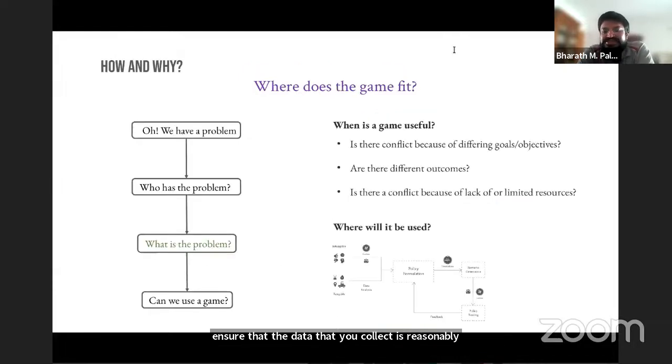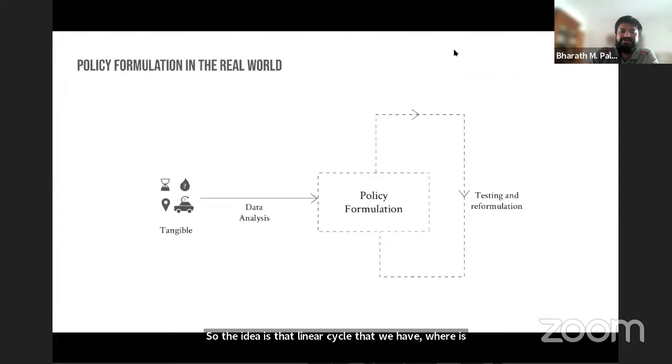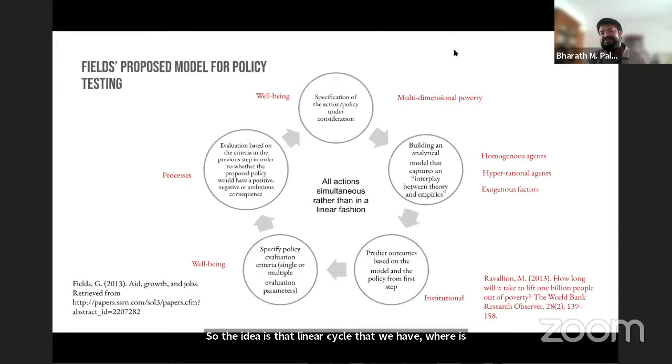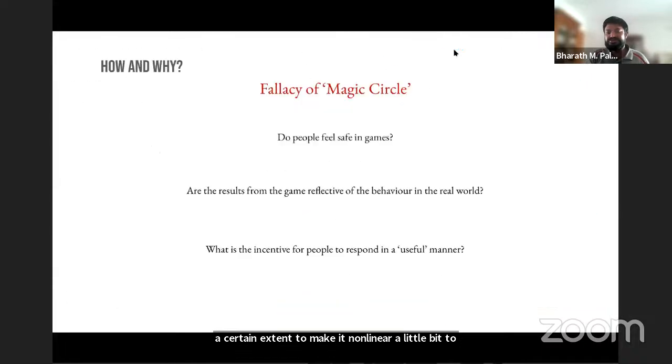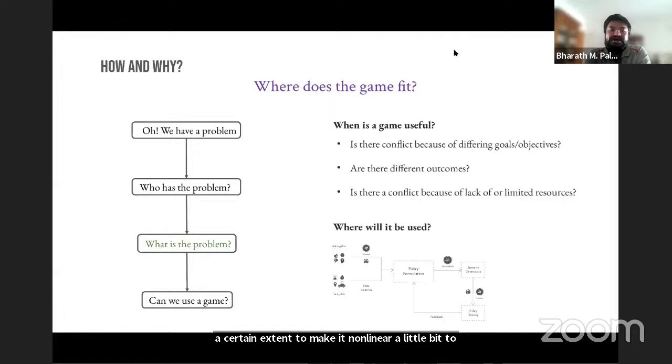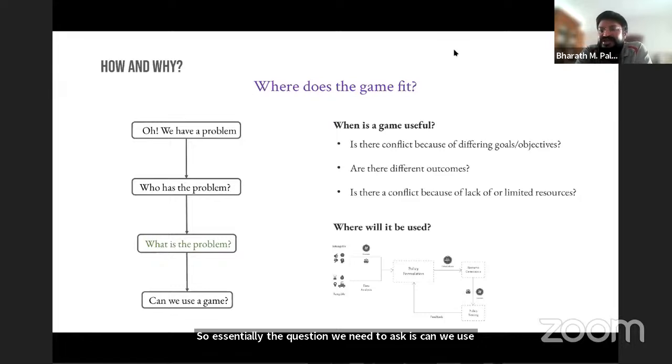So the idea is that linear cycle that we have, where is that linear cycle? Yeah, sorry. This linear cycle that we have, we sort of open it up to a certain extent to make it non-linear a little bit, to make it a little more cyclical with the use of different games and tools. So essentially, the question we need to ask is, can we use a game once we have arrived at what we think is the problem?